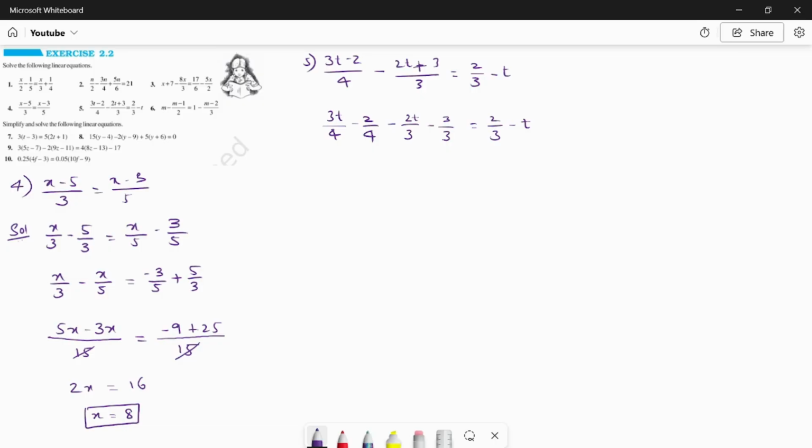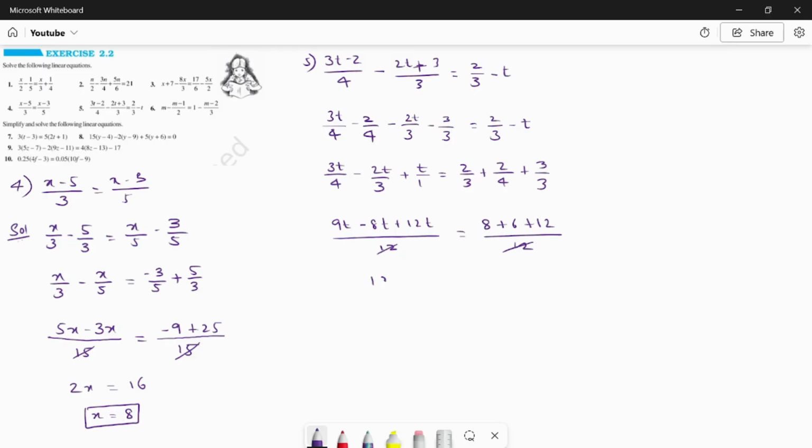Then 3t/4 - 2t/3 + t/1 = 2/3 + 2/4 + 3/3. LCM is 12. So (9t - 8t + 12t)/12 = (8 + 6 + 12)/12. Cancel 12 and 12. 13t is equal to 26. t is equal to 2.